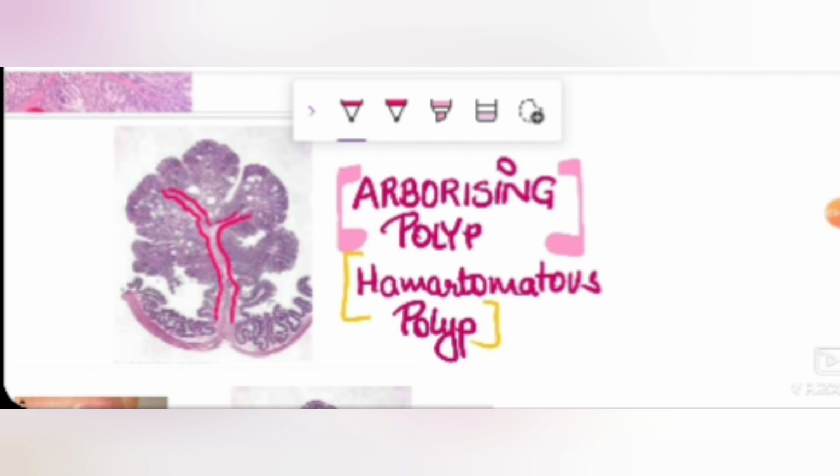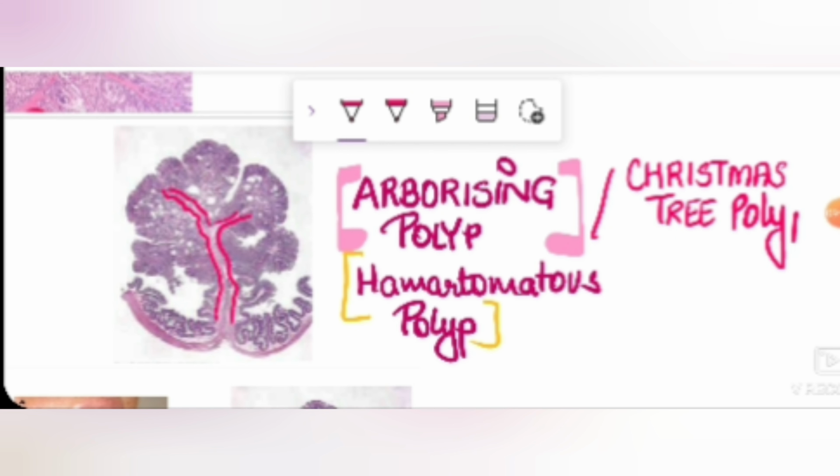Some people also like to call it the Christmas tree polyp. So you have to know this as well, arborising or Christmas tree polyp. Let us see more images.